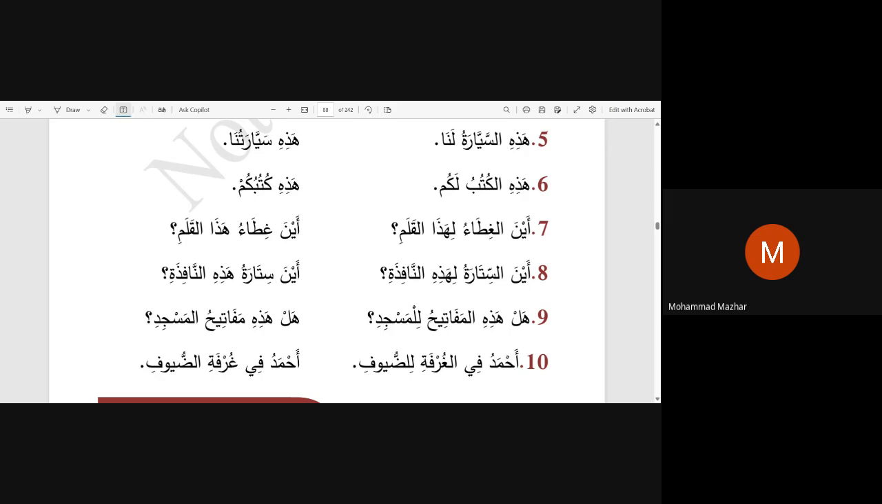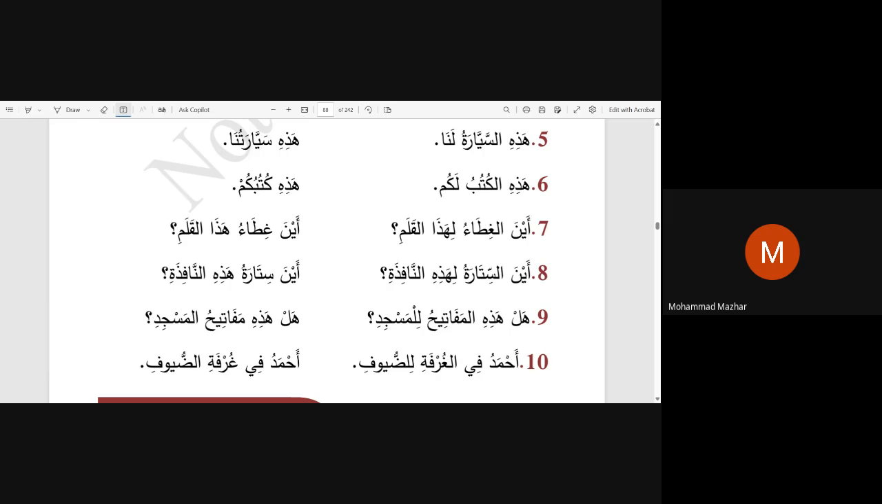Number 8. أين الستارة لهذه النافذة? Repeat it. I'm not concerned with the translation. You can say this pen's cover, right? I'm not concerned with the translation. The main thing is that you understand.